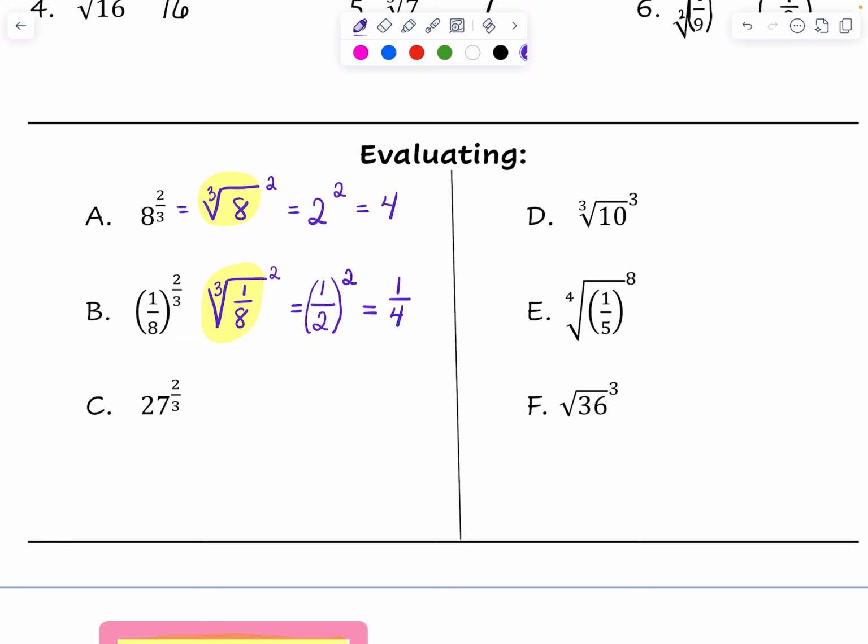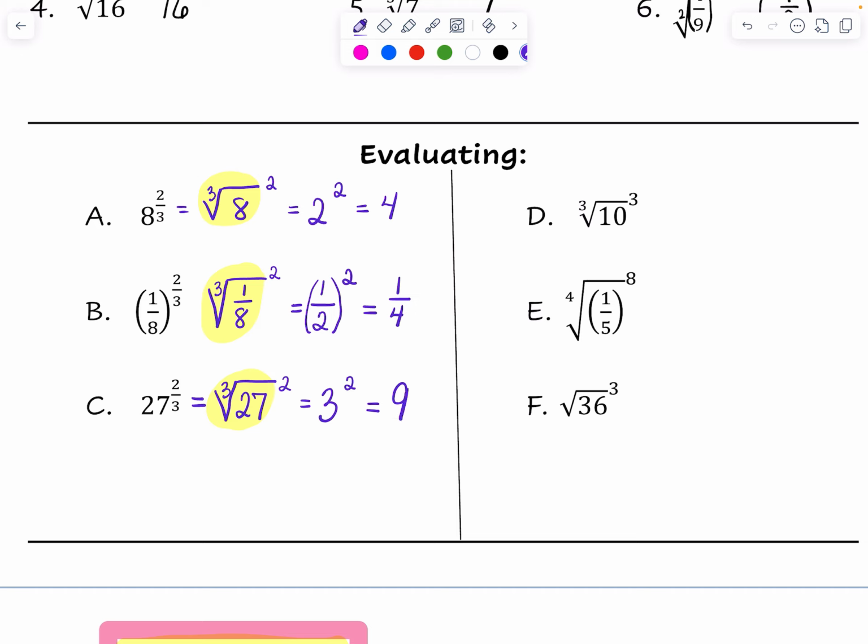Okay? So sometimes turning from a rational into a radical can help us. Here, 27 to the 2/3. I don't know what this one is just in rational form, but I know that it can be easier if I turn it into radical form. So what is the cube root of 27? What number times itself 3 times will give me 27? That will be 3. 3 times 3 is 9, times 3 is 27. And we still have that exponent of 2. So then 3 squared is 9.